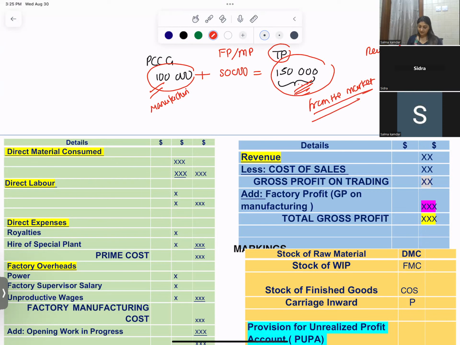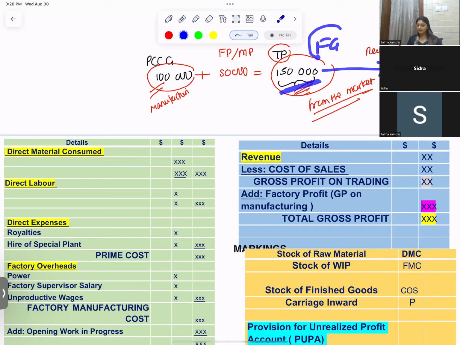So the transfer value is the market price basically. So if you're finding it cheaper to manufacture on your own, you're just adding your profit to your cost and you're getting a transfer value. So this is the value at which you will transfer your finished goods to where? To the income statement. Why do you transfer your finished goods to the income statement at a transfer value?